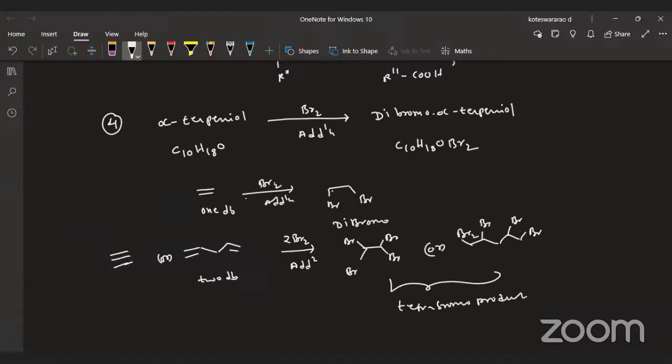But here the alpha terpinol is producing only dibromo alpha terpinol. Therefore, this reaction indicates that alpha terpinol is containing one double bond.